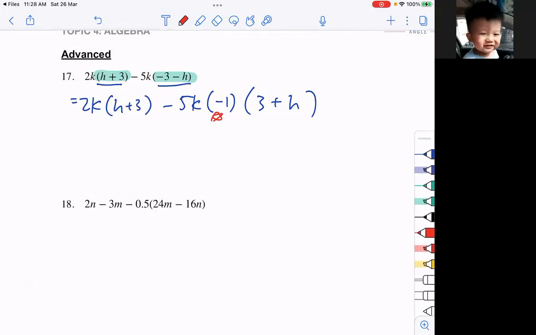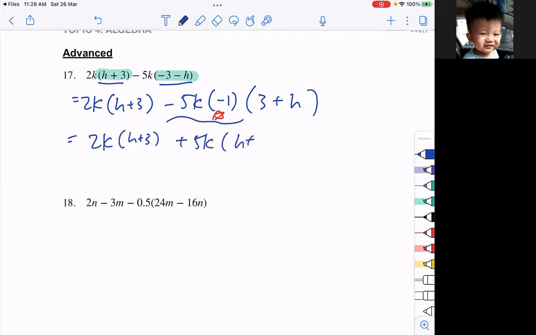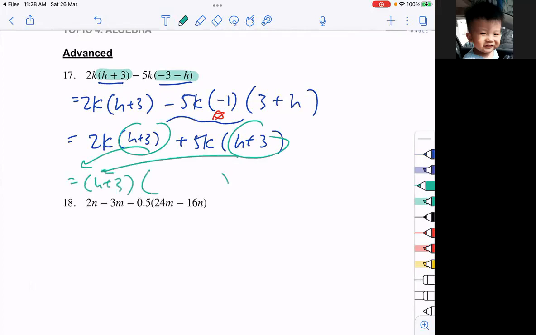Then after that, you copy. This whole thing combined into positive 5k. Then I can just write h plus 3. Then of course the final answer is you grab these guys out. Let's see, the front. That's the answer.